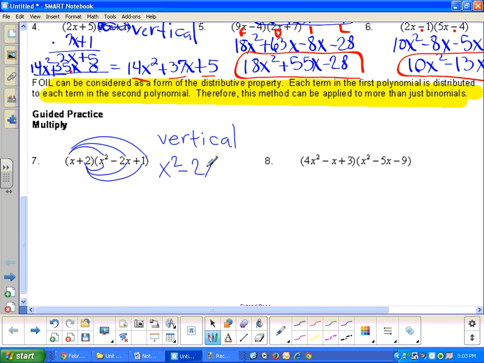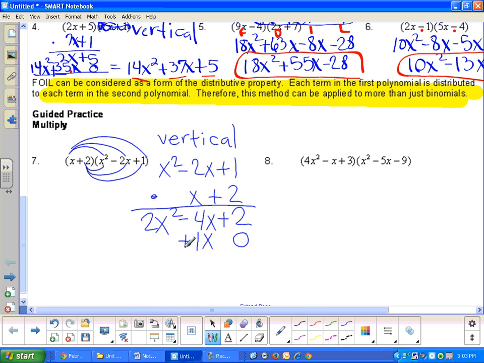x squared minus 2x plus 1 times x plus 2. About each term. 2 times 1 is 2. 2 times negative 2x is negative 4x. 2 times x squared is 2x squared. Multiply, place a 0. x times 1 is 1x, positive. x times negative 2x is negative 2x squared. And x times x squared is x to the third. Combine like terms, we have x to the third. These cancel out. Negative 4 plus 1 is negative 3x. And 2 plus 0 is 2.